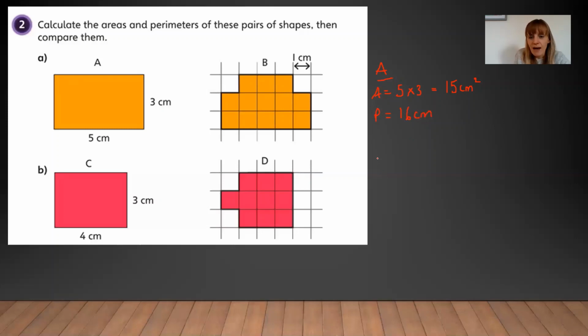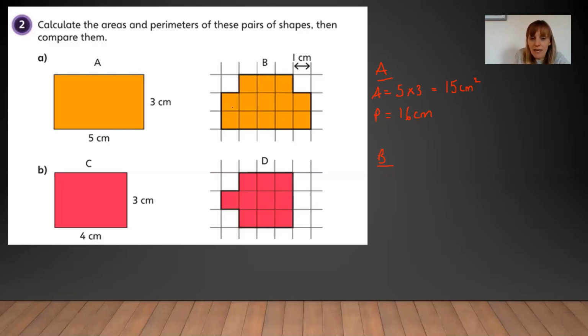Okay, now for shape B, it's a bit of an unusual one because we've got chunks come out. It's actually an irregular shape. It's a compound shape because it almost is like 2 rectangles have been stuck together. But we can still work out the area. Obviously for this one, we've got the squares to help us, but you could split them into 2 rectangles, find out their areas and add them together. But in this case, we might as well just add the numbers of squares that are inside.